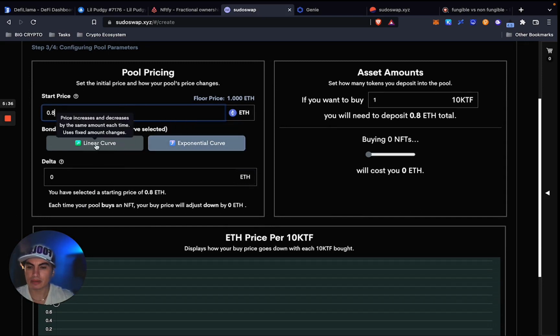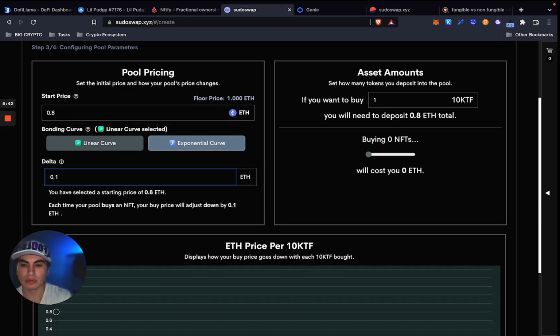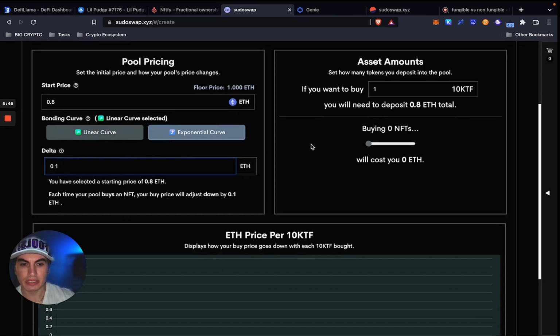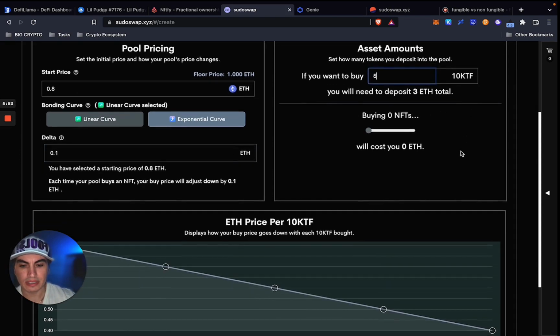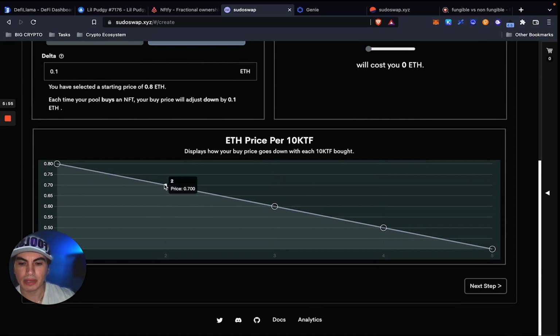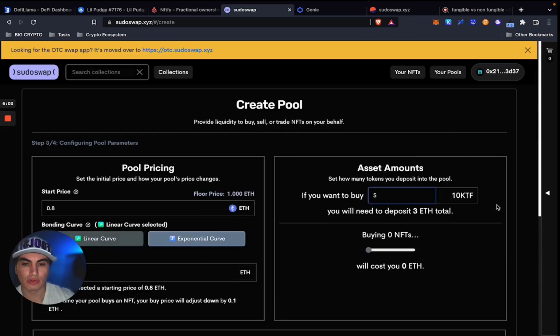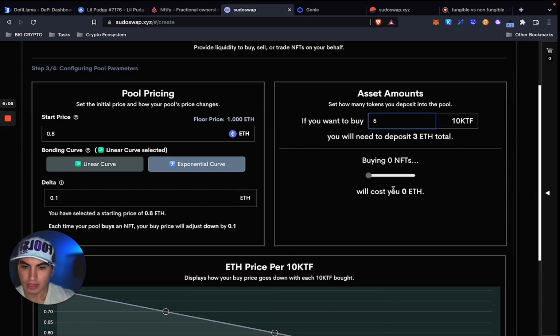What does that mean by that? Linear means that the price each time you buy an NFT goes down by a certain amount of ETH. Let's say if I want to buy about 5 of these 10K TF NFTs, each time I were to buy one, it would go 0.1 cheaper. So the second one would be worth 0.7, the third one 0.6, and so on and so forth. So essentially you're lowering the floor price by purchasing these.